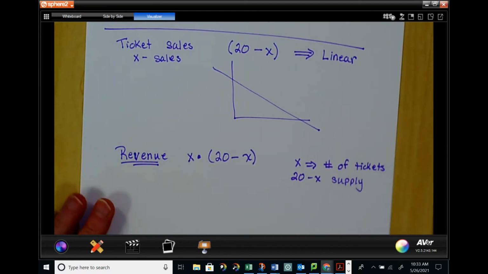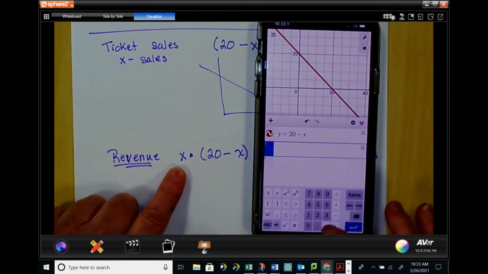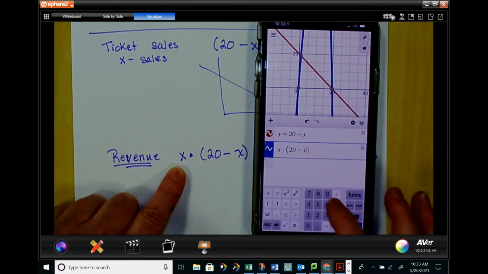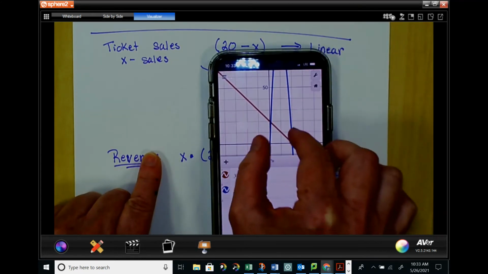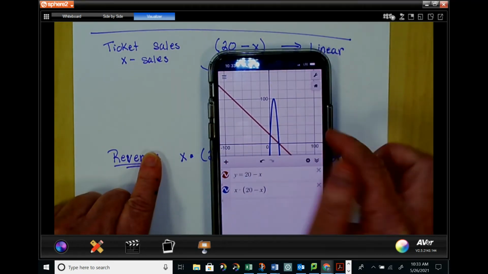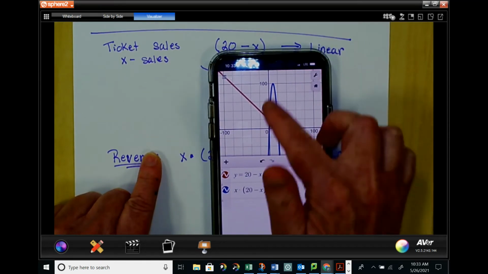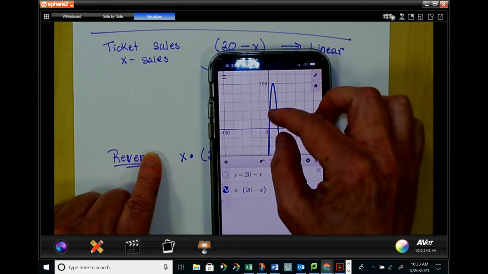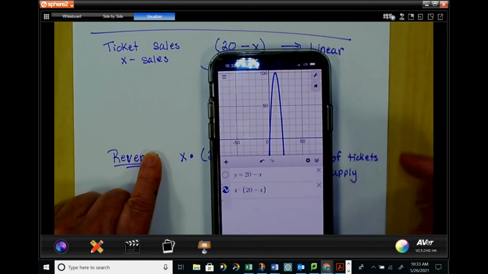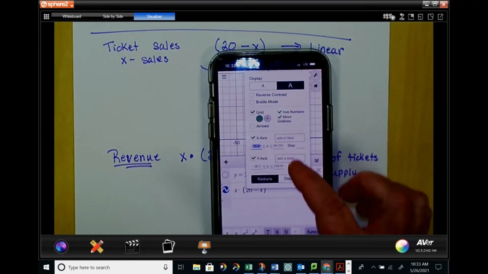When I multiply those together and graph that function, I get x times (20 minus x). I'm going to make this smaller so you can see it. That right there is your parabola. I'm going to turn off my red one. That blue shape is your parabola graph. I'm going to change my window so we can see a little bit better.